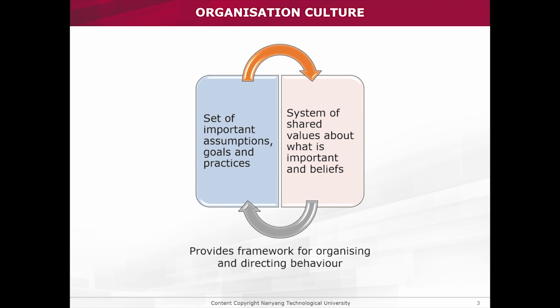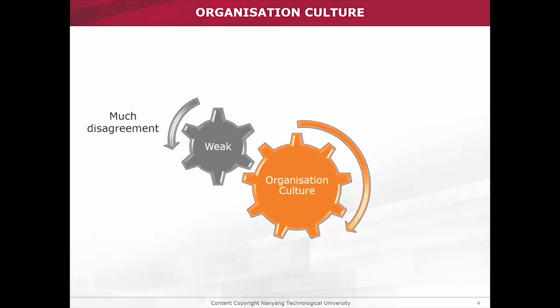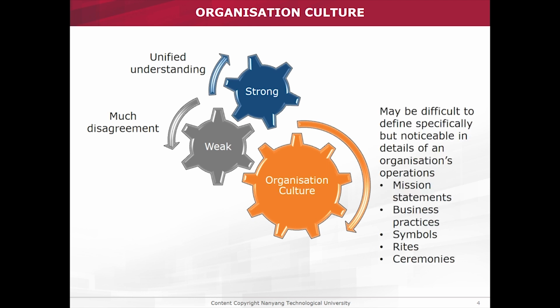people in the organization. It is a form of knowledge network that makes cooperation easier through shared values about what is important and beliefs. It provides a framework for organizing and directing behavior on the job. Organization culture can be weak, with much disagreement amongst members, or strong, with a unified understanding of the culture. Both can be difficult to define specifically, but are noticeable in the details of an organization's operations.